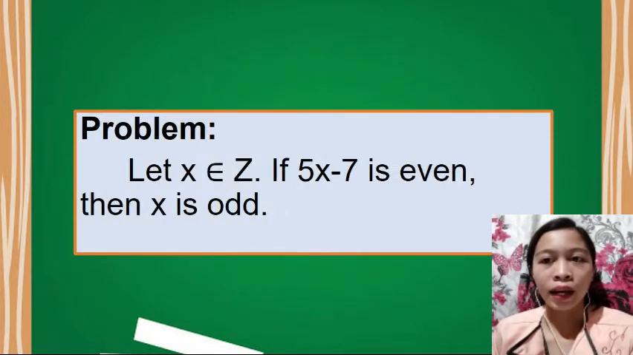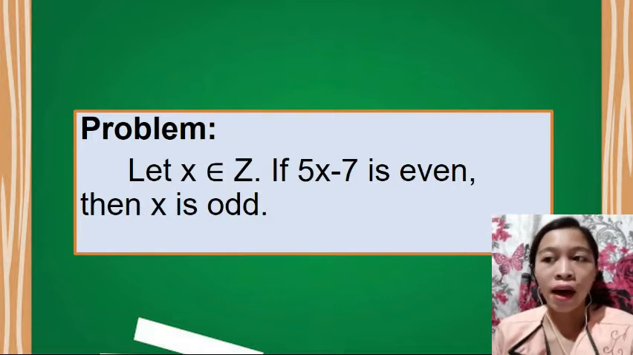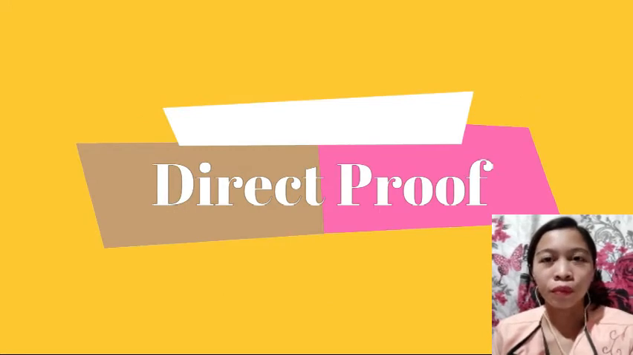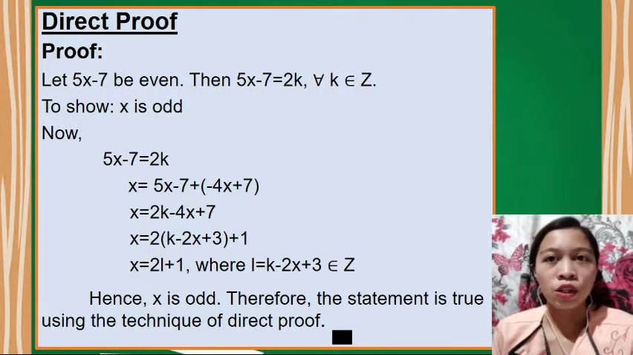The problem that I have chosen is: let x be an element of Z, or integer. If 5x minus 7 is even, then x is odd. So now let's try to prove it using direct proof. So here is my proof. In direct proof, we are going to prove that the truth value of p implies q.